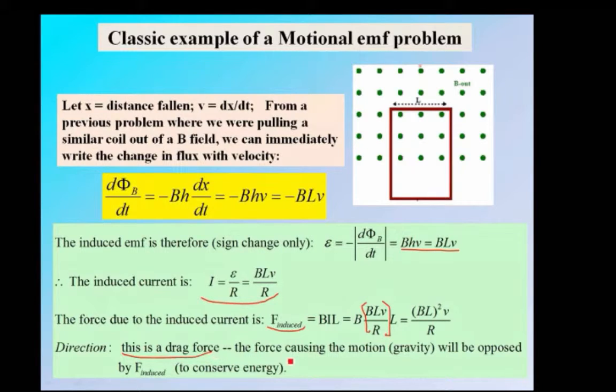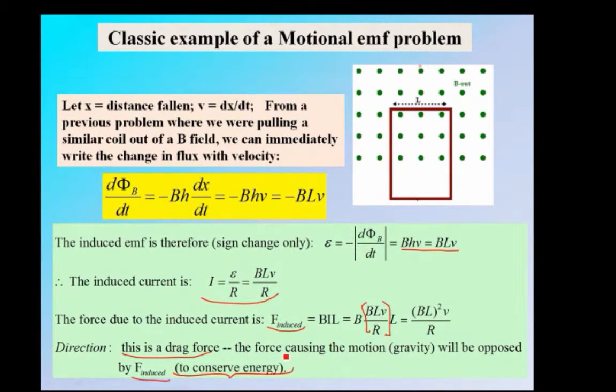The force causing the motion, gravity, will be opposed by the F induced. We can go back to a conservation of energy argument to see that that's going to happen. The other way is just simply to use Lenz's law to get the current direction and see that that's going to produce a force in the upward direction.